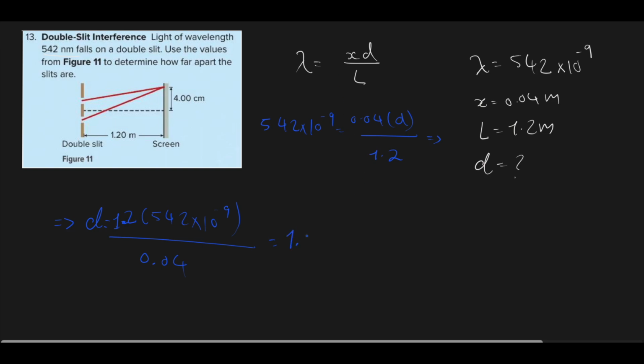1.625 times 10 to the power of -5 meters. Or if we move the decimal, we can say it's 0.01625 millimeters.